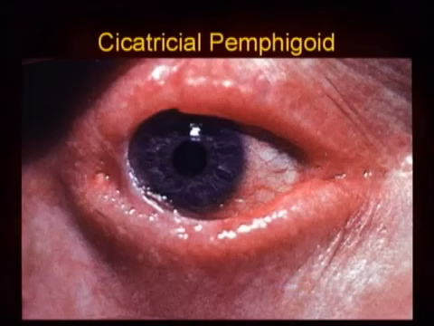Sometimes you can have pemphigoid that's limited to mucous membranes, and that's called cicatricial pemphigoid. Here you can see this patient has had some entropion, or kind of a folding in of the eyelid margin. Sometimes the eyelashes can scrape the cornea, and patients can have severe vision problems as a result of this.